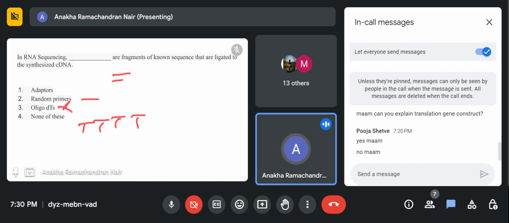Adapters are double stranded DNAs that you can attach to your gene fragments, and because the sequence of these adapters is known, and you can use different adapters for the 3' end and the 5' end, you can figure out and they can be used to help you sequence the RNA. Okay, and since adapter is the correct answer, none of these is wrong.